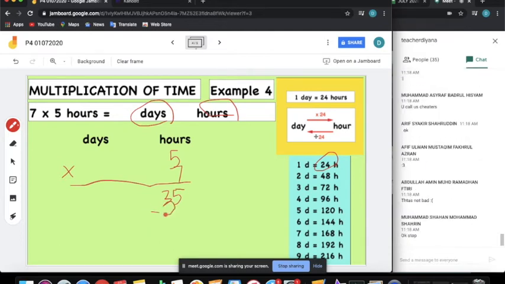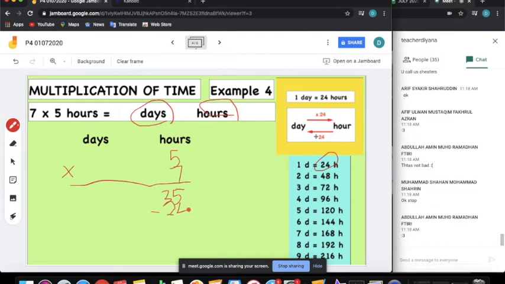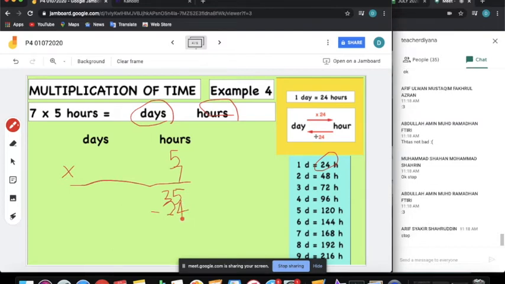You minus 24 here. Ya Allah. Last warning, I count to 3. 1, 2, 3. Enough.